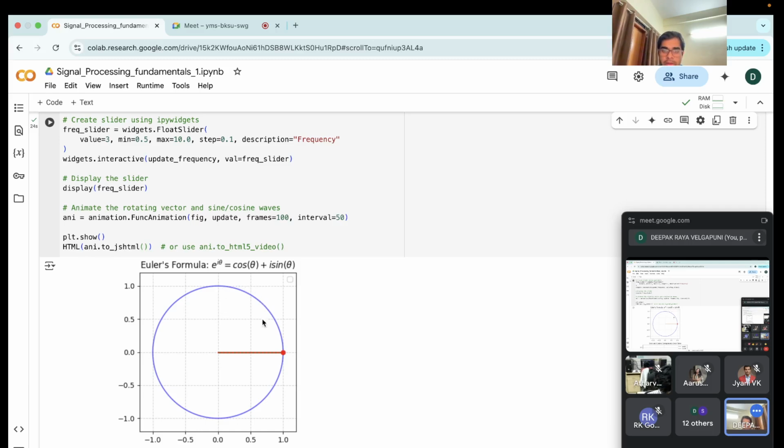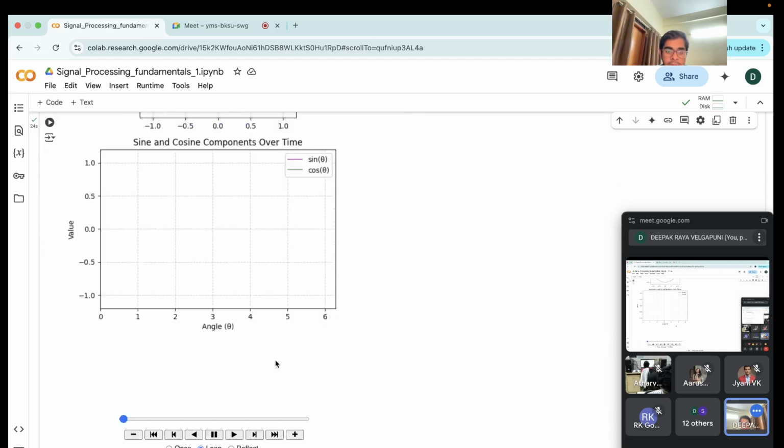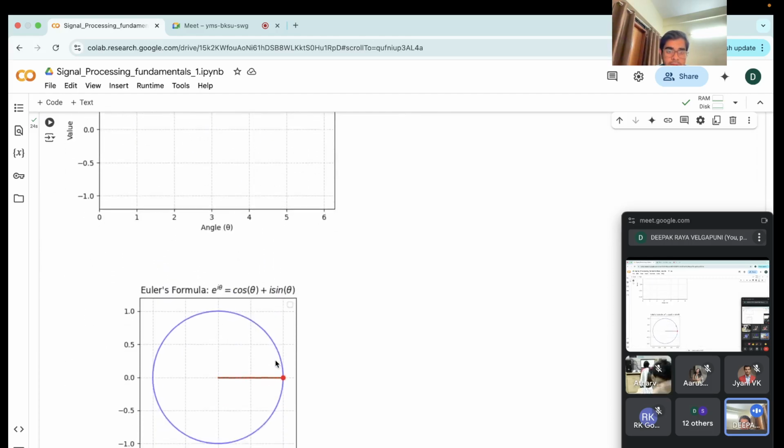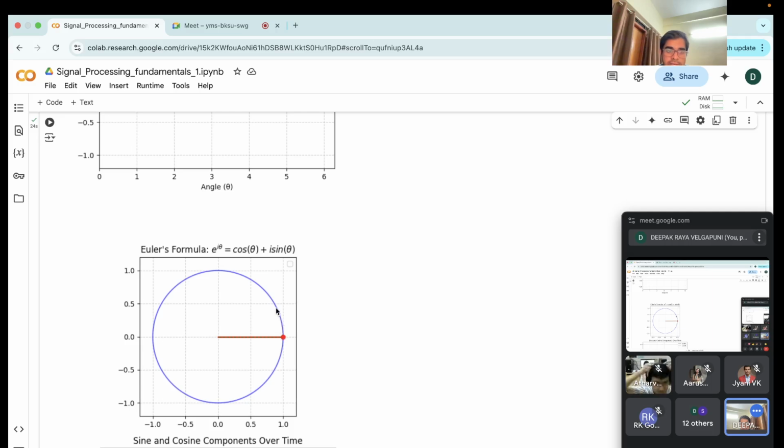So basically you're adding cos to an imaginary part multiplied by the sine value of theta. Theta is nothing but the angle. For example, this is at 0 right now, and as you increase theta, it goes around the circle like this.